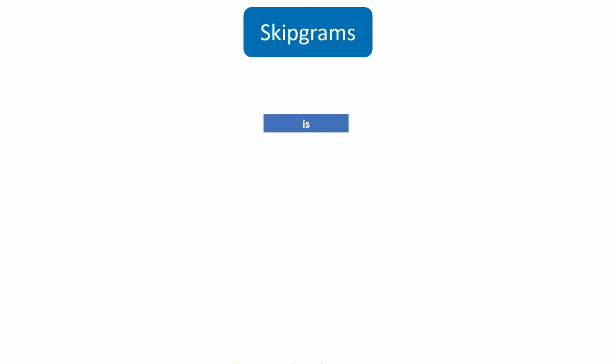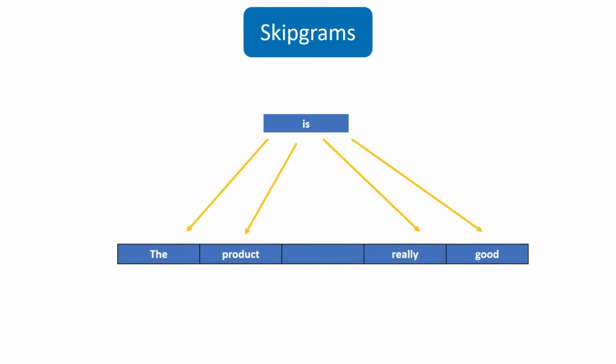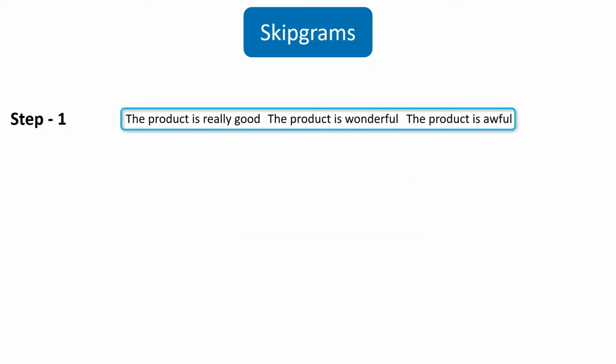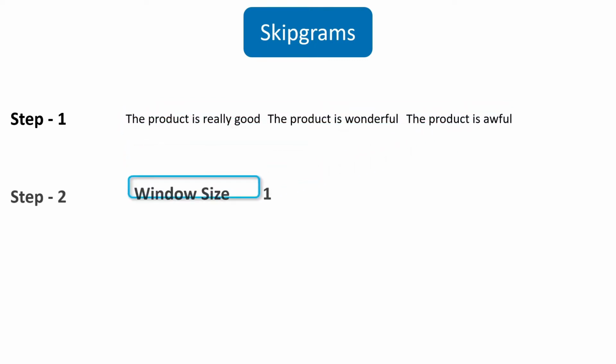In continuous bag of words, we try to predict the center word using the nearby words. But in Skipgram, we try to predict nearby words using the center word. How? Let's see. The very first step is we have to concatenate all the sentences so that it will become one single sentence. And the second step is we have to choose a window size.